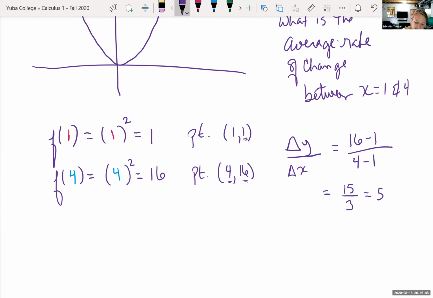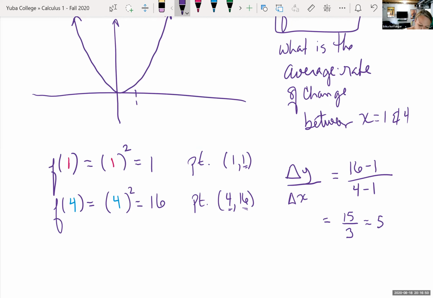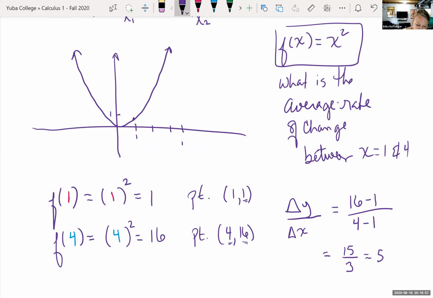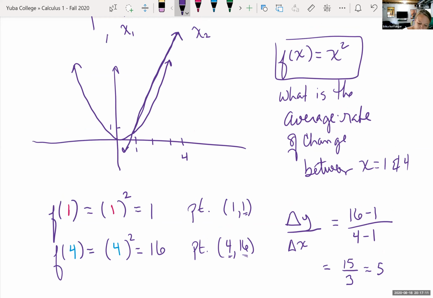So if we look at this, when x was 1 here, y is 1. When x is 4, that's 16. It's not really drawn to scale. My graph's a little off, but you get the idea, I believe.